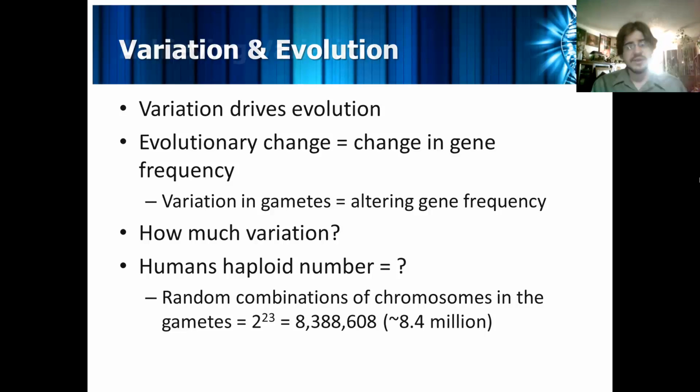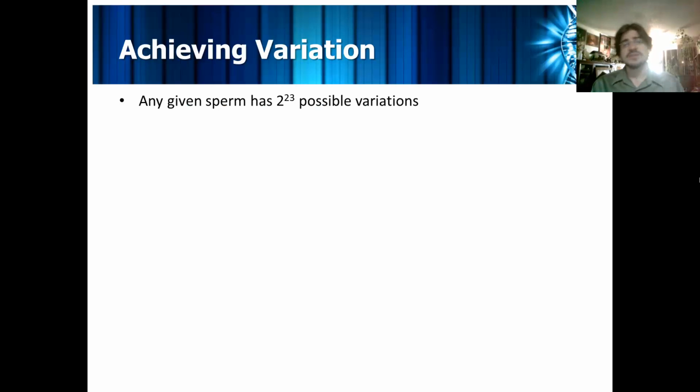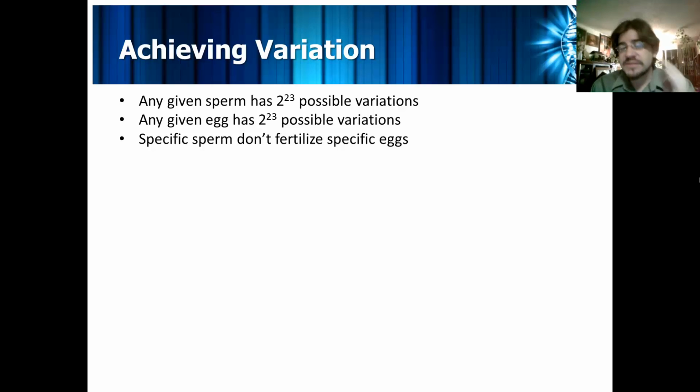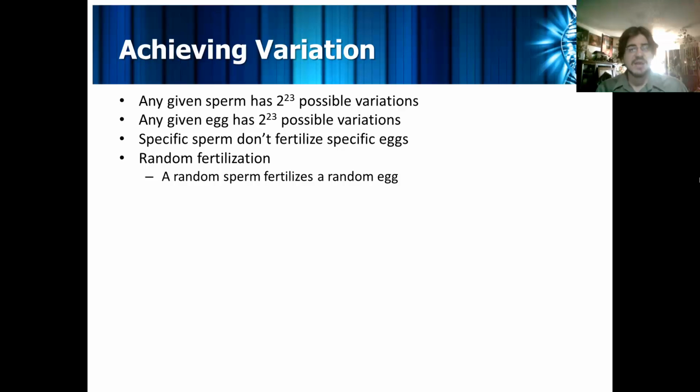But we can go further into the numbers from there, huh? Well, any given sperm has 2 to the 23rd possible variations, 8.4 million. Any given egg has 2 to the 23rd possible variations, 8.4 million. But specific sperm don't fertilize specific eggs. Fertilization is random. So in addition to independent assortment, we have random fertilization. What does that mean? Well, when a random sperm fertilizes a random egg, you get a lot of combinations. Your parents may have told you you're 1 in a million. Well, guess what? They lied to you really badly. In fact, even if your parents said you're 1 in a billion, they were liars.